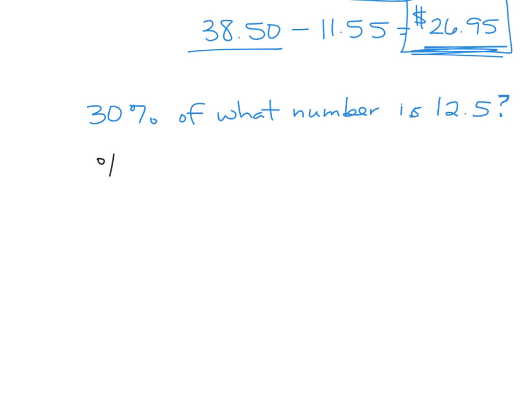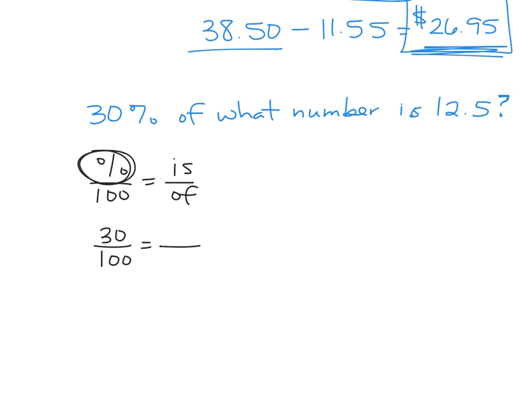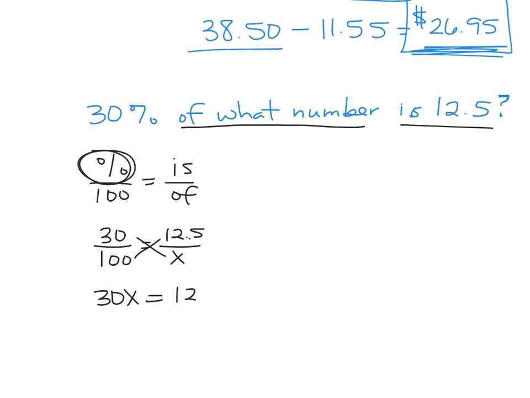So if we're gonna do percent over 100 equals is over of, what's gonna go here in our percent? 30, okay, so it's gonna be 30 over 100. What goes on top? 12.5 is 12.5, okay? And then of what number would go on bottom? So that's what? X, okay? And now you'll cross multiply it. So it's gonna be 30 times X equals 12.5 times 100, which is 1,250, just moving your decimal point over essentially.